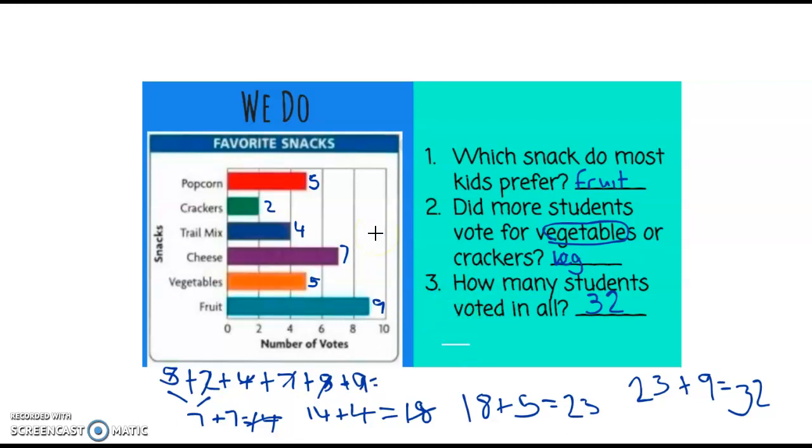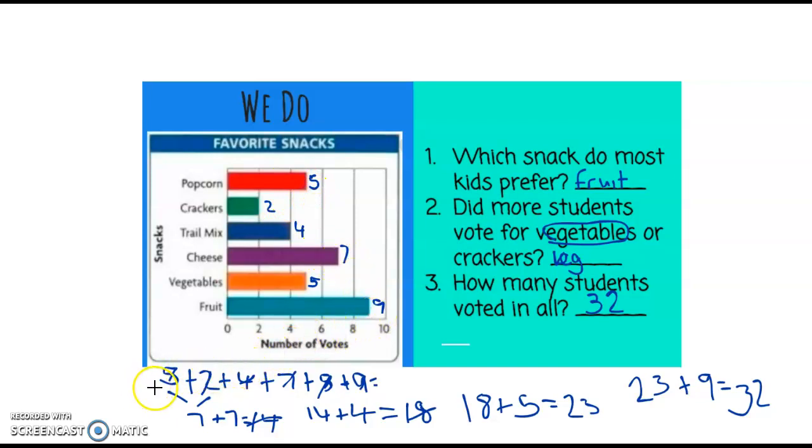All right. So for this, we have to add up all of these numbers. This is a very long addition problem. I went ahead and brought it down here. We have 5 plus 2 plus 4 plus 7 plus 5 plus 9. Okay, and all these numbers came from right here.